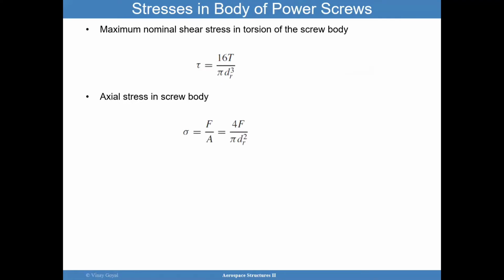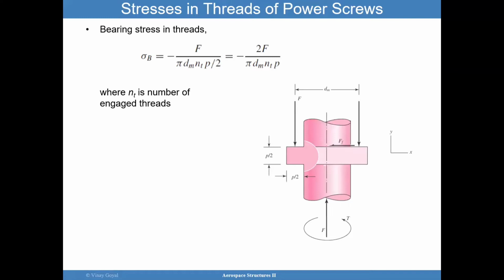Using statics and mechanics of materials, we can determine the stresses in the body of power screws. The maximum shear stress in torsion of the screw body is tau equals 16 times the torque divided by pi diameter cubed. The actual normal stress in the screw body is sigma equals F over A, and again I can put this in terms of the diameter of the screw.